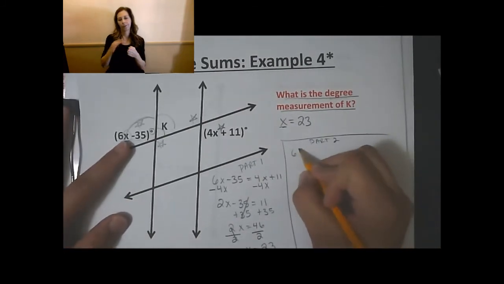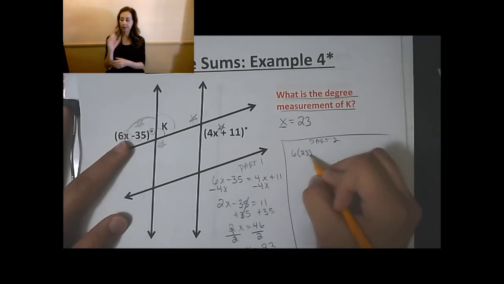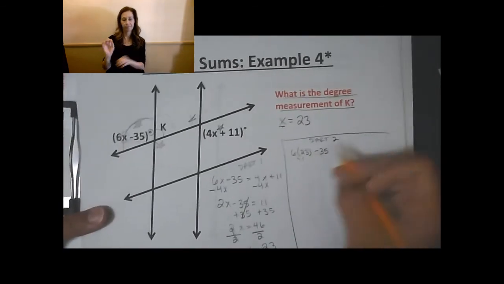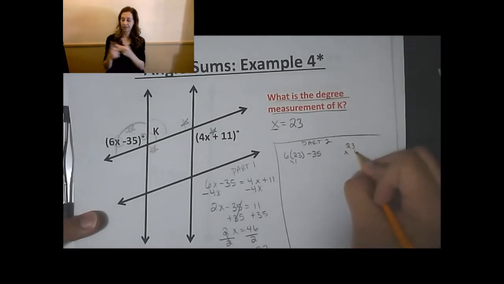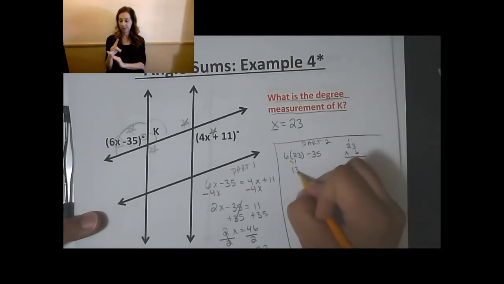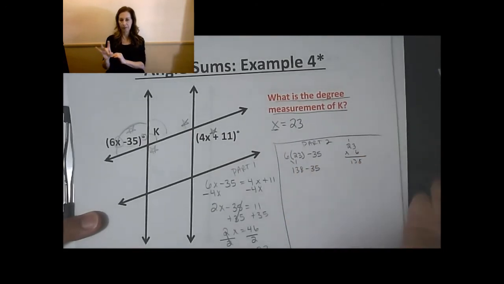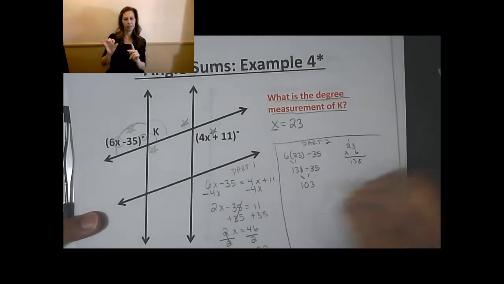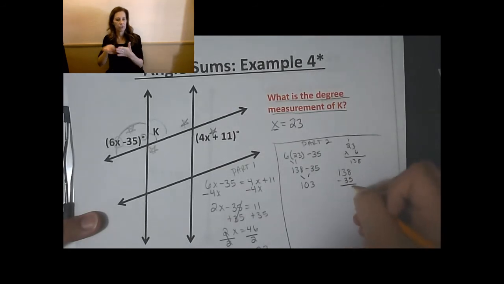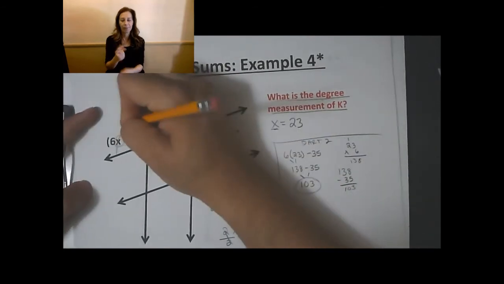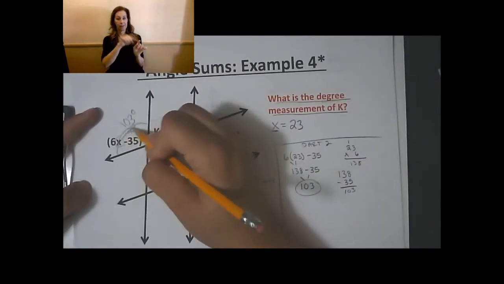So I'm going to say 6 times 23 minus 35. 23 times 6 is 138, minus 35. That is going to leave me with 103. Let's just verify. Yep. So that means this is 103 degrees right here.